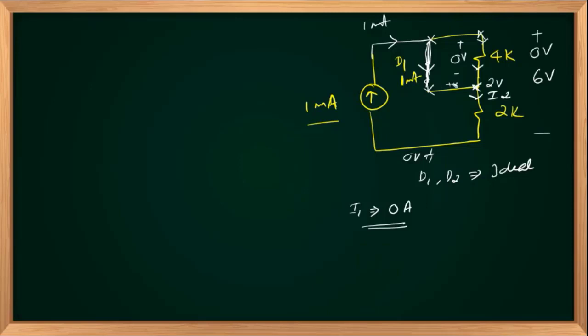And that 1 milliampere comes here, in this direction, flows through the diode, and flows into the current source. So I2 in this example is nothing but the current source value, that is equal to 1 milliampere. That's it. Any doubts? So the problem was quite simple.